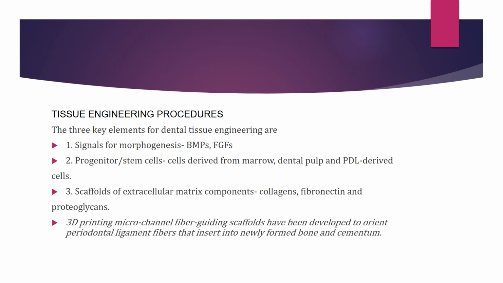Tissue engineering procedures need three key elements. First is signals for morphogenesis, that is bone morphogenetic proteins and fibroblast growth factors. Then progenitor stem cells, that is cells mainly taken from bone marrow, periodontal ligament and dental pulp. Then scaffold, of extracellular matrix components mainly composed of collagen, fibronectin and proteoglycans. There is one advancement related to 3D printing: microchannel fiber-guiding scaffolds have been developed mainly to orient the periodontal fibers according to their directions. These will be inserted into the newly formed bone and cementum.